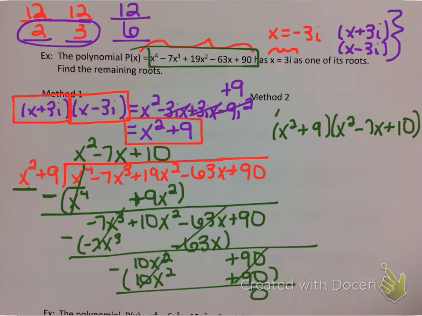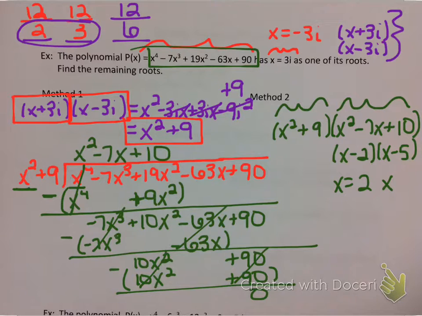Okay, now we already know the two solutions that are going to come from that quadratic because we're the ones who generated that quadratic, but we still need to find the solutions for this quadratic. And this one is factorable. It does factor as x minus 2 and x minus 5. So then we get x equals 2 or x equals 5.